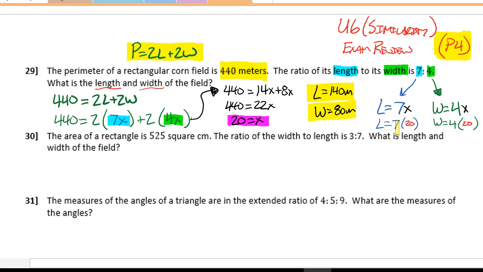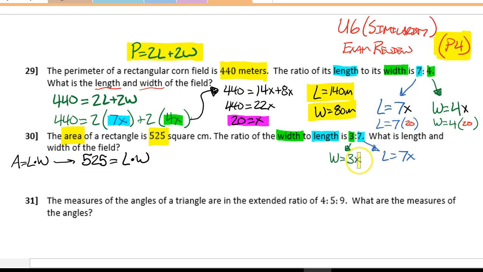We're going to use this exact same idea on number 30, except we're given the area of the rectangle. We know the formula for area, which is area equals length times width, or in this case, 525 equals the length times width, as 525 is the area. Now we're again given the width and length in a ratio, as the width and length are related as 3 to 7, so by some unknown value. So we're going to rewrite it as W equals 3x and L is equal to 7x. We're going to substitute these into our formula, giving us 525 equals 7x times 4x.